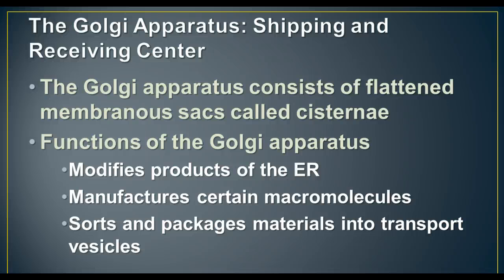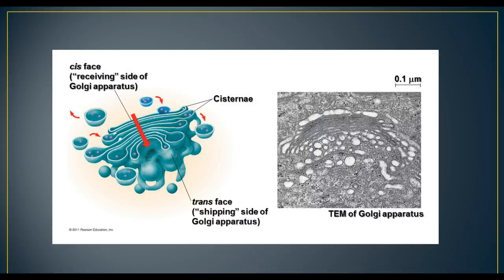The Golgi apparatus is the shipping and receiving center. I often refer to it as kind of like the UPS store of the cell. This is a series of flattened sacs that are called cisterna, and it functions to modify products of the ER. And there are certain macromolecules that are put together there, and then it also sorts materials into transport vesicles for export from the cell. Kind of like when you have a package that you need to wrap and ship, you might take it to the UPS store and they've got the packaging as well as can take care of the shipping for you.